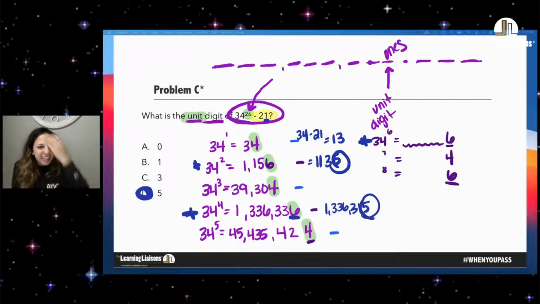How cool is that? That it follows that kind of a pattern. So cool. I love when math works like that. It doesn't always work like that, but in this case it does.